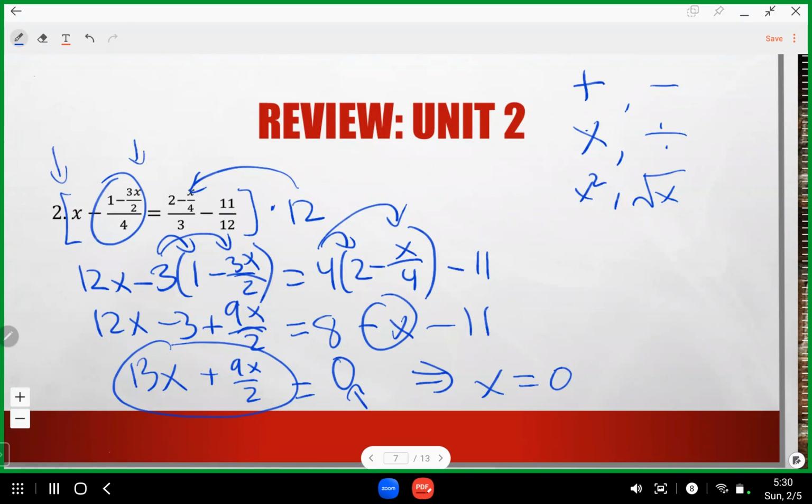So if you plug it in, 0 minus 1/4 is equal to what? 2/3 minus 11 over 12. Can 8 over 12 minus 11 over 12, which is negative 3/12, which is negative 1/4. So it is true. And that is why x is equal to 0.